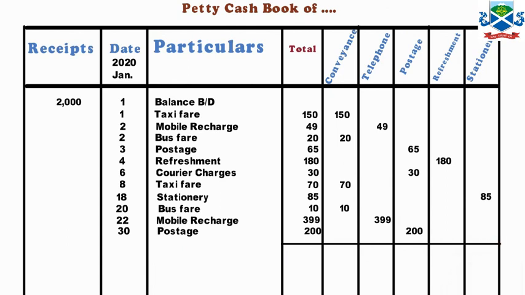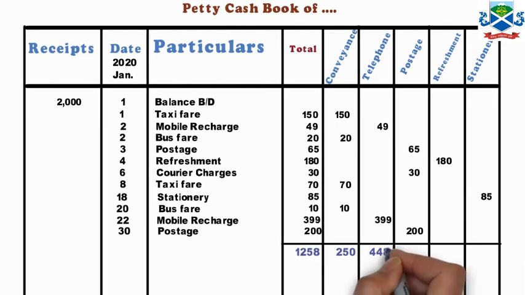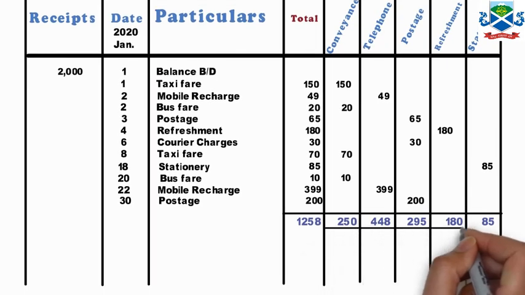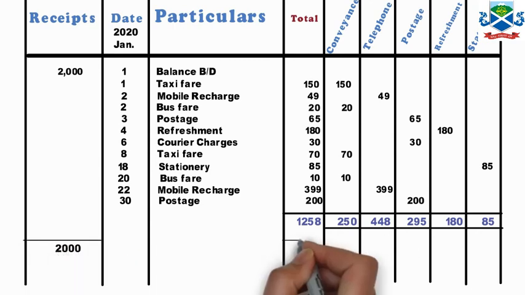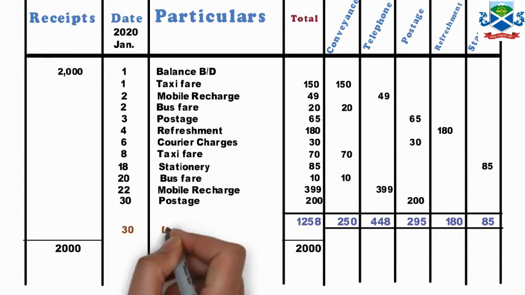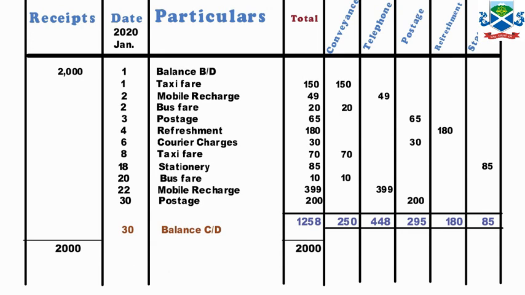Now we'll go for totaling each column. The total will come to 1258, conveyance is 250, telephone 448. All these columns will be totaled and then underlined. Now we'll balance the total column and the receipt column. In the receipt column, if you balance it, you will find a 742 balance. That is called the petty cash balance.